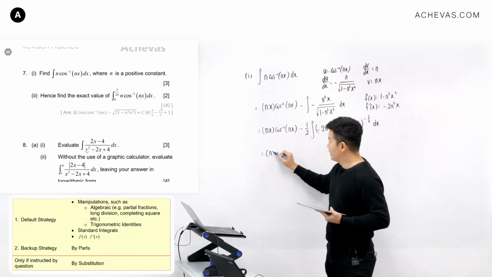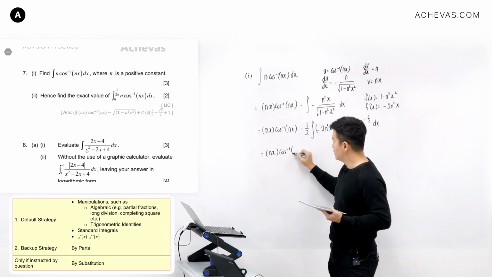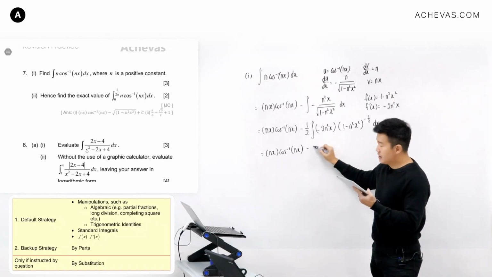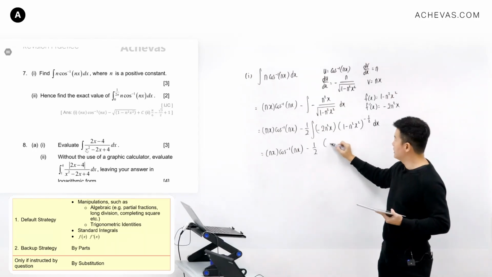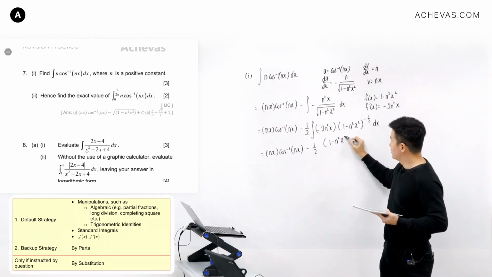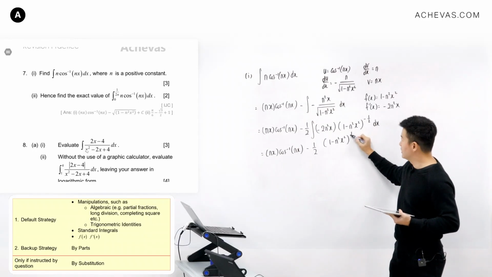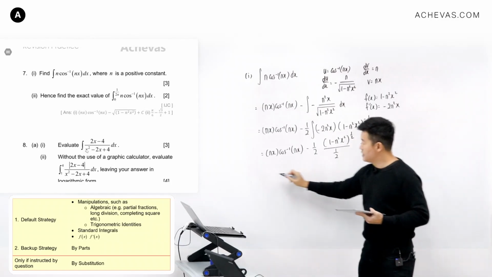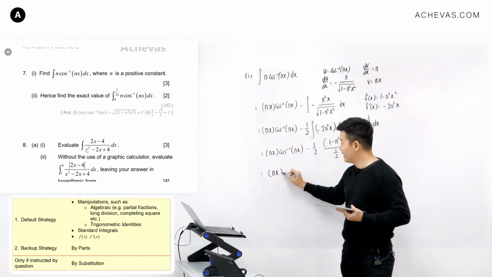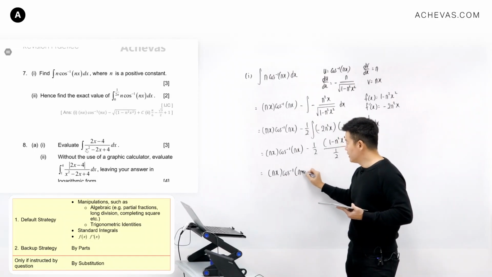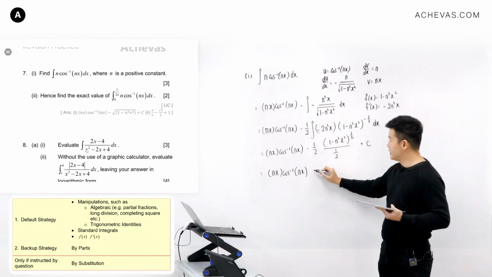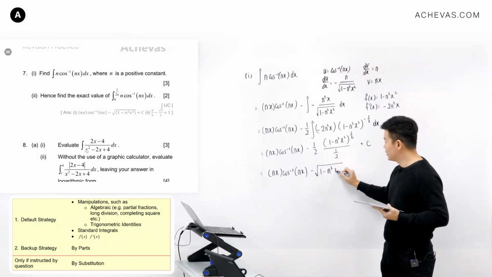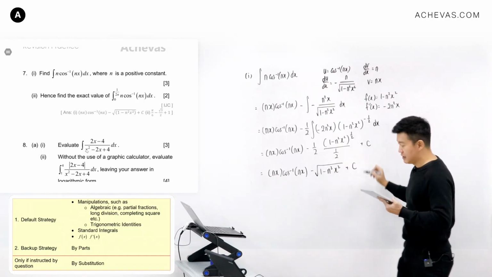So this is nx cosine inverse of nx. Then this is going to be minus half. Integrating this is this square to the power of minus half plus 1, it is half, divided by half, then plus c. So my final answer is going to be nx cosine inverse of nx, half will disappear, minus away this, which is square root of 1 minus n square x square plus c.